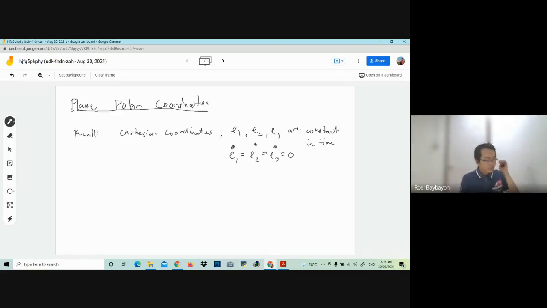Now, let's go to plane polar coordinates. In plane polar, it means your coordinates are in terms of r and theta. In spherical, you just add phi to the plane polar. If you have another coordinate phi, then that is spherical coordinates. So plane polar is just in two-dimensional space.